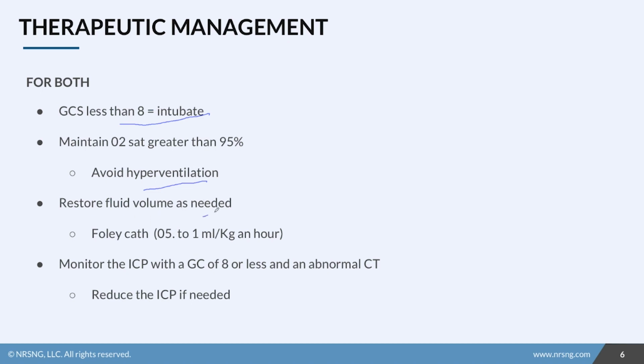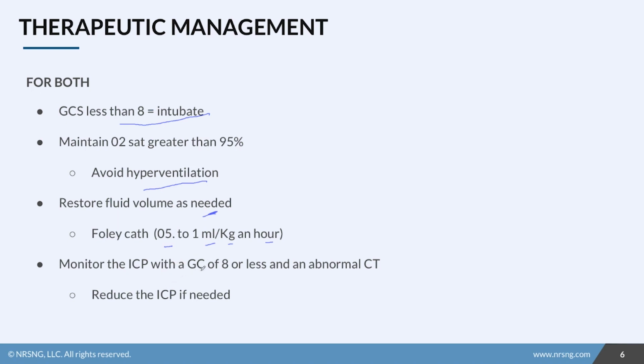We're going to restore the fluid volume as needed. The way we monitor that, throw that Foley cath in, throw that urinary catheter in, and keep an eye on the output. And what we want is 0.5 to 1 milliliters per kilogram every hour. And we're going to titrate our fluid boluses to that. We're going to keep an eye on that. Depends on how much we're getting out or not getting out, we'll adjust our fluids.